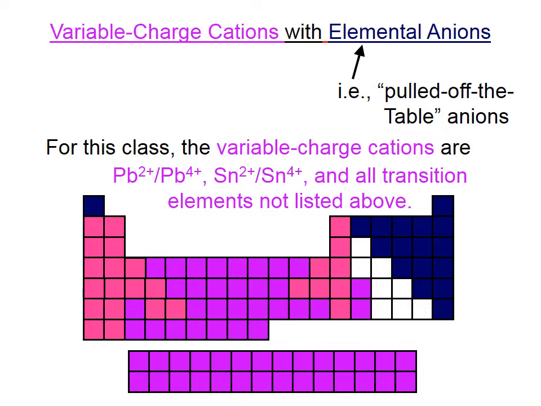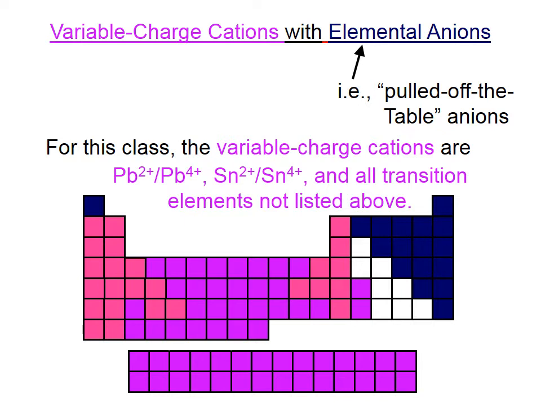The variable charge cations I have colored in violet on this periodic table. The fixed charge cations are colored in fuchsia. The nonmetals are in navy. The fixed charge cations, which are in fuchsia, always have a particular charge that they take.